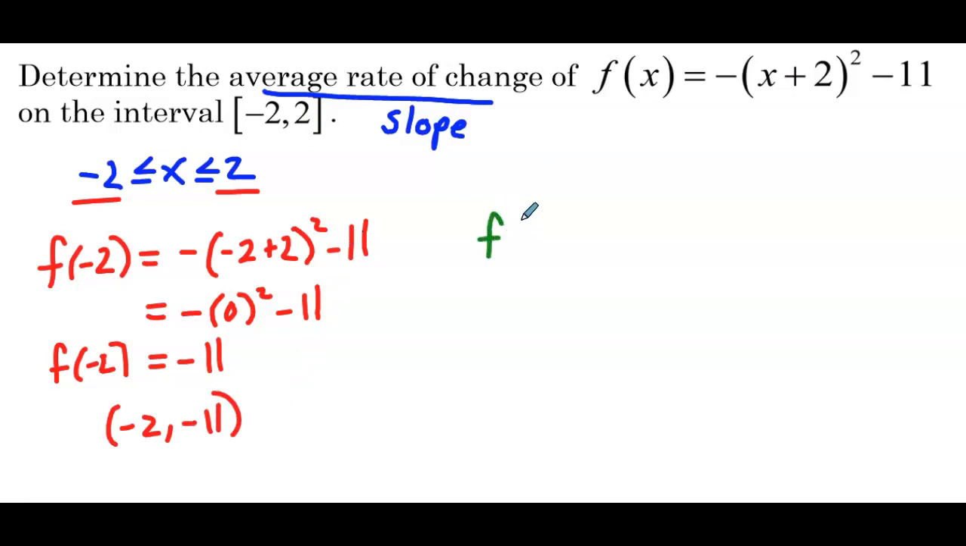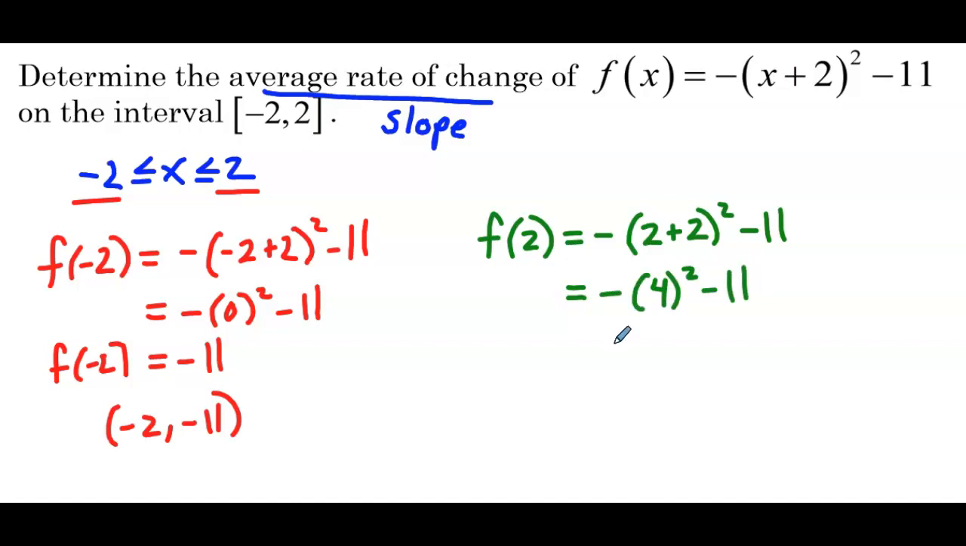Next, we're going to plug in +2 into our function. So that's going to be -1 times 2 plus 2 squared minus 11. So that's equal to -4 squared minus 11. So it's going to be -16 minus 11. So f of 2 equals -27. So our point is 2, -27.